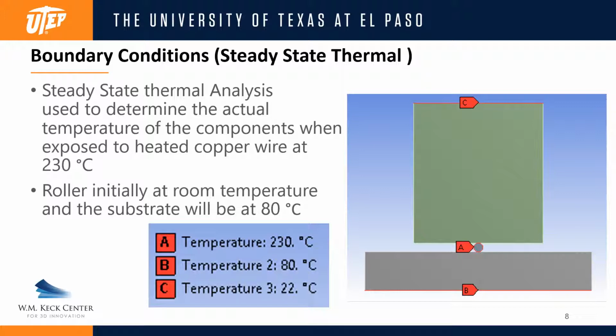And then the temperature for the substrate is going to be 80 degrees because right after printing the material is still hot, and we're thinking of embedding. That's the process. So that's why it's set to 80 degrees Celsius, a value we have seen using IR imaging, but again it's just for modeling purposes. So these are my boundary conditions for the model.